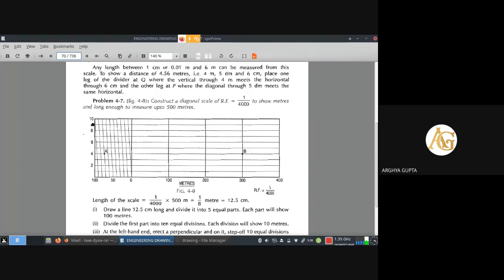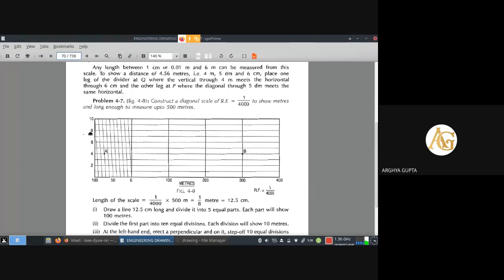Then please finish the rectangle. The rectangle of 12.5 centimeter horizontal length has already been drawn, and the vertical length we have taken as 3 centimeter. So we have completed the rectangle. This is point 1, so it will be 10, 20, 30, 40, 50, 60, 70, 80, 90 and 100. I have to write meter here also.